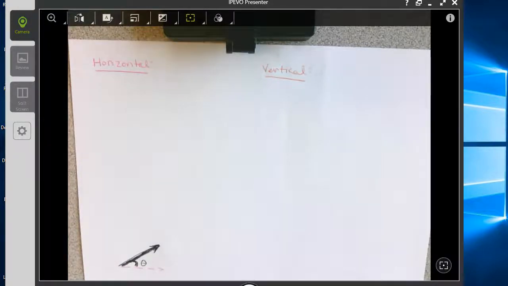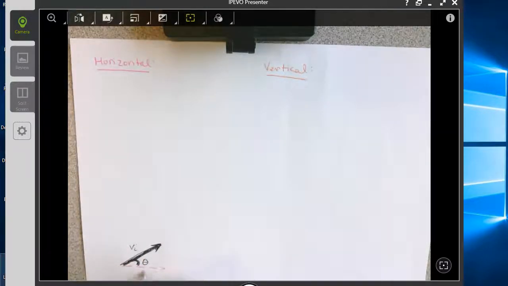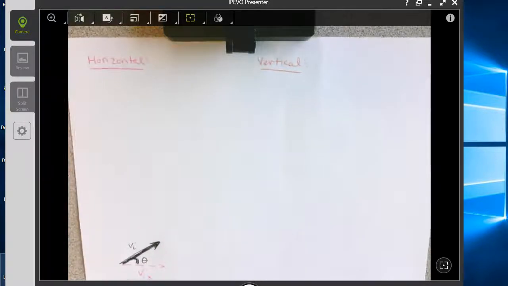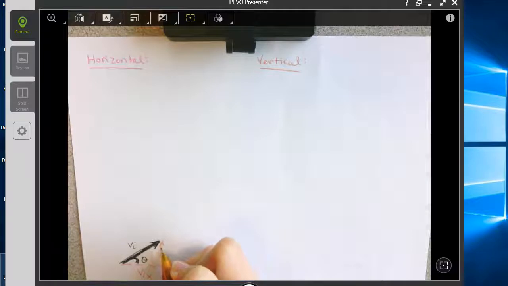If this is our initial velocity, we can say that this is our initial horizontal velocity. Gone are the days when we simply write VI with a vector sign. Now we have to specify, always, always, always. This is the horizontal component, and this is the vertical component. Let's take the horizontal component first.